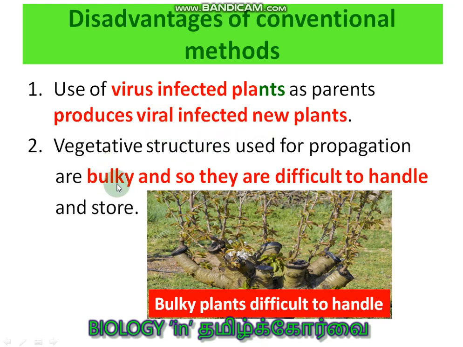Suppose the plant has a very bulky nature. We are selecting a plant which is very bulky in nature. It is very difficult to handle. You see the trees, very difficult to handle, and also it is not possible to do layering or grafting. It is very difficult. So these are the two disadvantages.